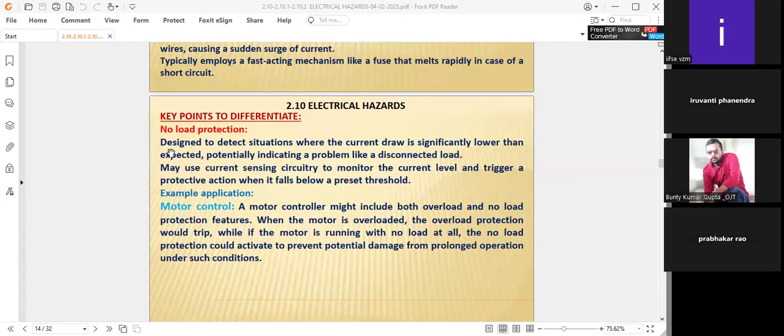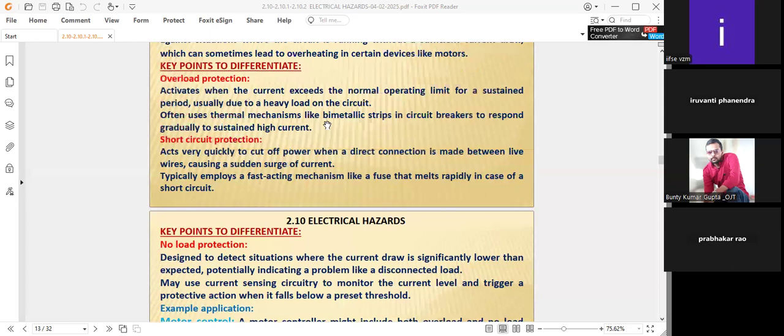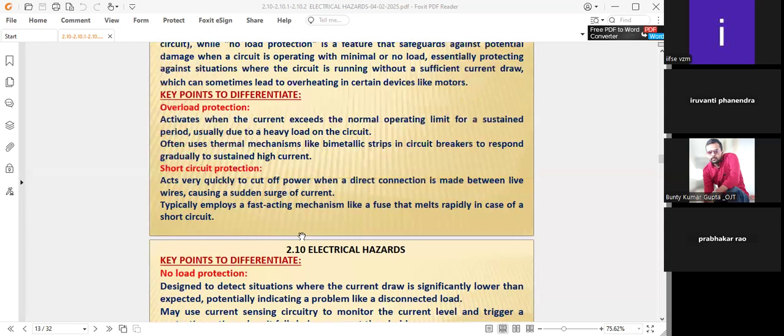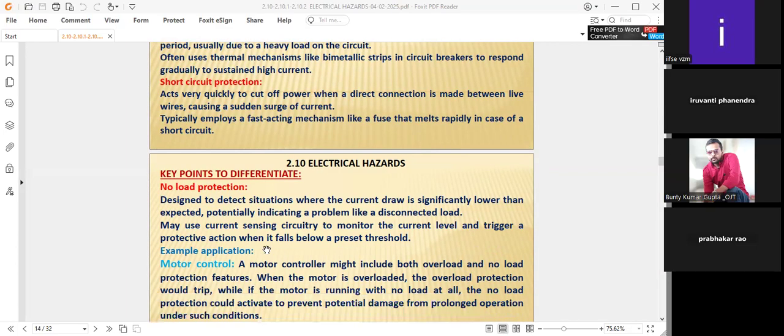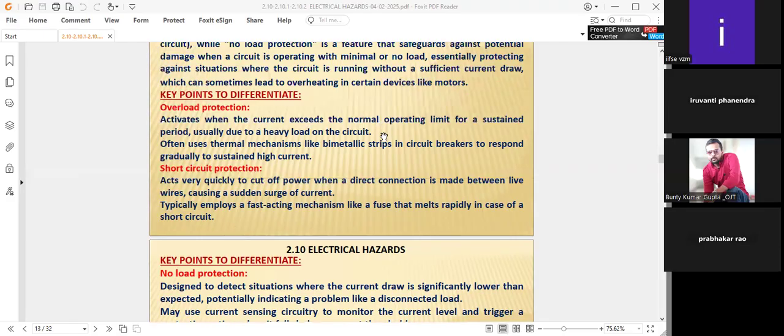That's why the design is to detect situations where the current draw is significantly lower than expected. When it exceeds the normal operating limit, that is overload protection. Here the current draw is significantly lower than expected: for example, it is rated for 440 volts but is drawing only 230 or 200, which is significantly low. At that time, no load protection is there for the equipment, which takes care of problems like a disconnected load. It may use current sensing circuitry to monitor the current level and trigger protective action when it falls below the preset threshold. That is why in low load protection and overload protection, both are very important: higher than expected and lower than this, both facilities must be taken care of in the equipment.